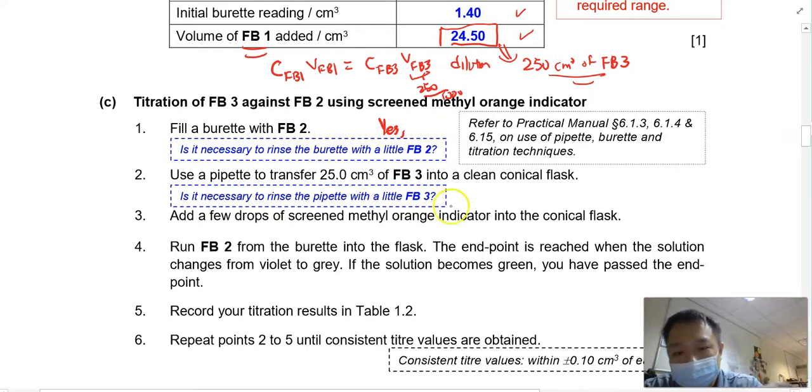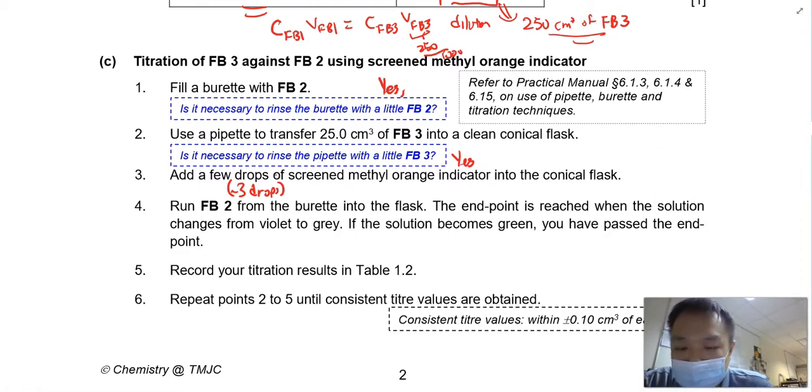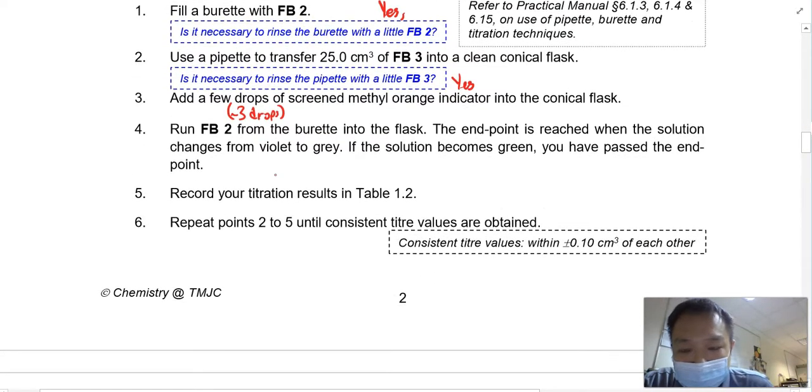So similarly, it's also necessary for you to rinse the pipette with FB3 because you do not want to pre-dilute FB3 before transferring to a conical flask. This will result in a lesser number of moles of FB3 in the conical flask, and therefore affect the accuracy of your titration. So a few drops of indicator, to a consistent size of color change, it's best if you use about 2 to 3 drops. As a rough gauge, as I mentioned to you, use 3 drops throughout. So you run until the endpoint, and I think you guys are aware of the color change.